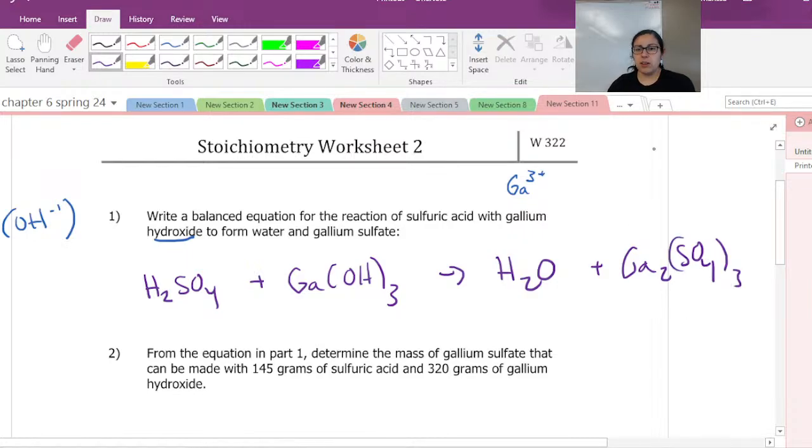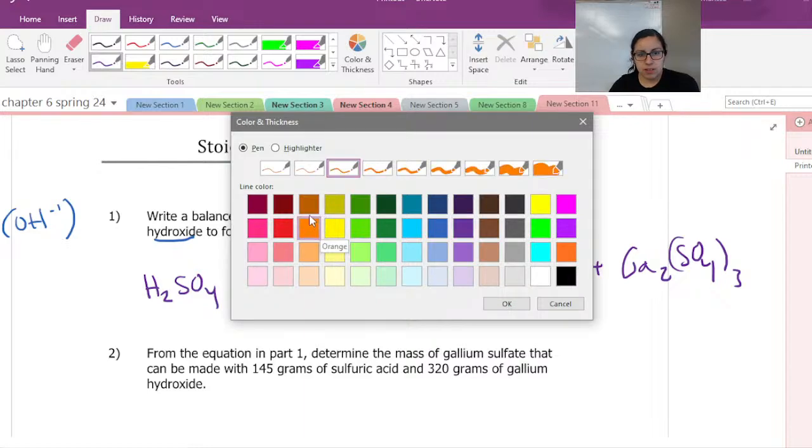Ga2(SO4)3, so that looks good. Right, so we said the gallium was 3+, sulfate 2-, so cross multiply to balance. And then, of course, now we have to balance our equation. So did everyone get our coefficients?